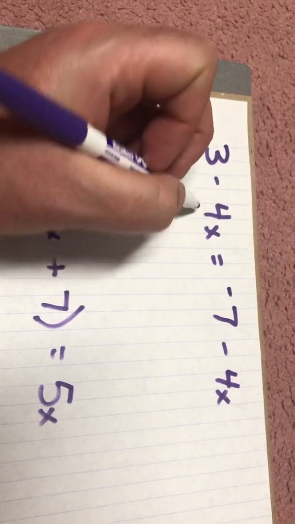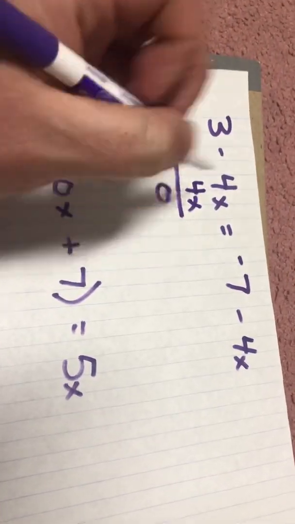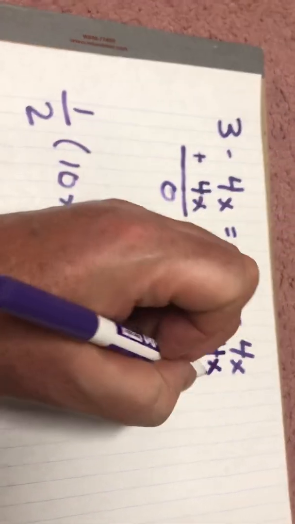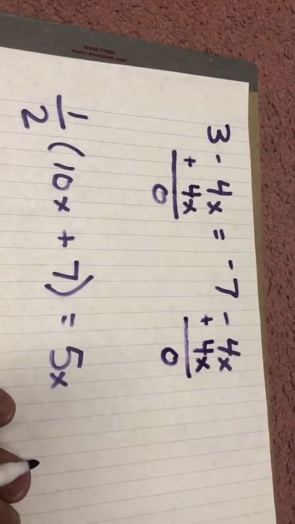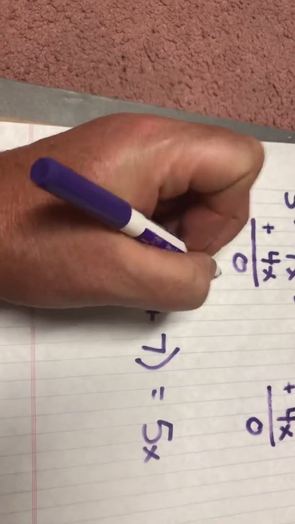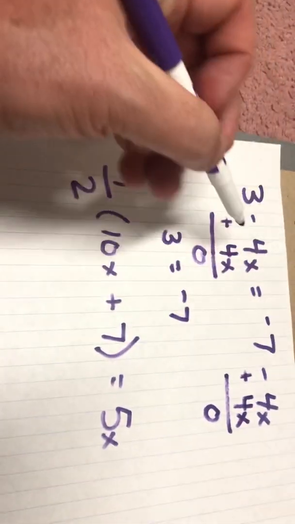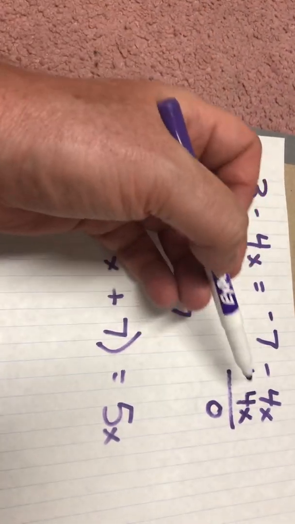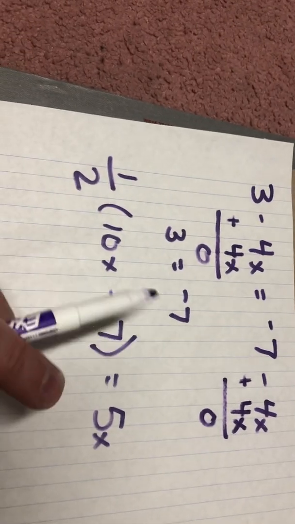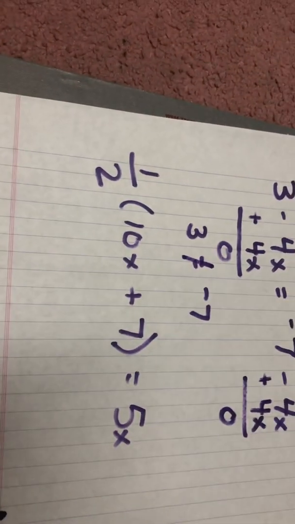Since this is a negative 4x, I'm going to add 4x to both sides, and that's going to give me 0. And then I'm going to add 4x over here, and that's going to give me 0. Well, that's interesting, because now that gives me 3 equals negative 7. There's no x because I added 4x to negative 4x and got 0. Well, we know that 3 does not equal negative 7. That simply is not true.